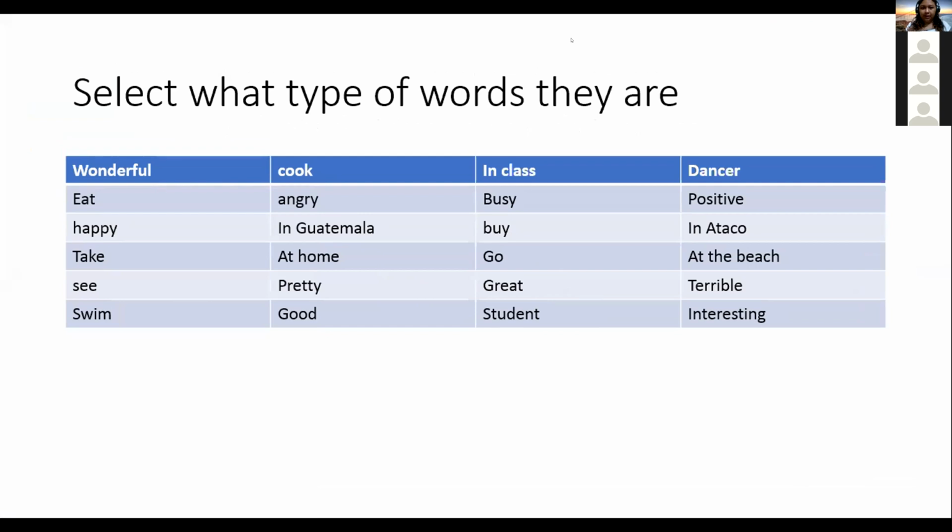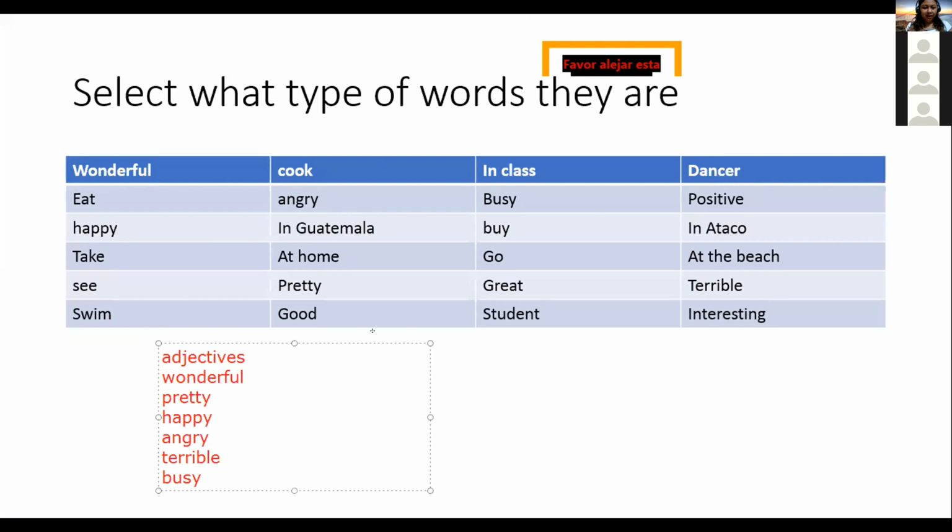Okay, let's check the categories that we have. For adjectives, what did you find? Wonderful, pretty, happy, angry, terrible, busy. Positive, right? We're going to type positive here. Interesting too. Very good, so you spotted them.